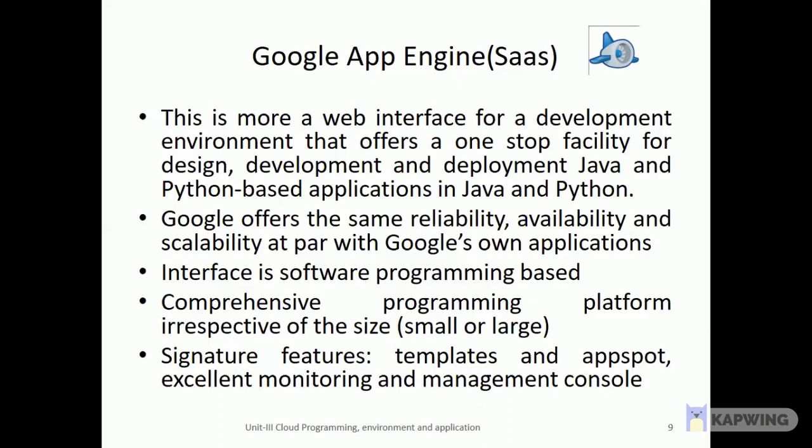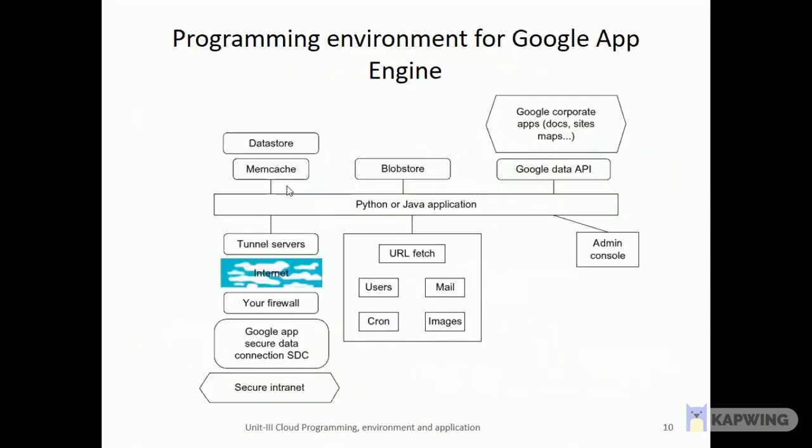Signature features are there, in which templates, export, excellent monitoring, and a management console are available. So this is the Google App Engine program environment. What is here? This is the admin console. Here we are having a Python or Java application. Here will be a blob store in Google App Engine. Then Google corporate apps, docs, sites, maps, so Google data interacting using the APIs.